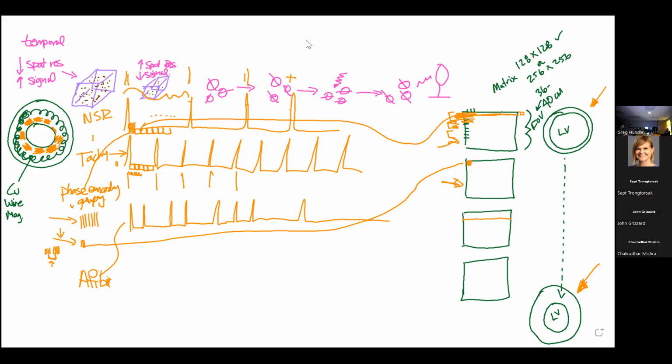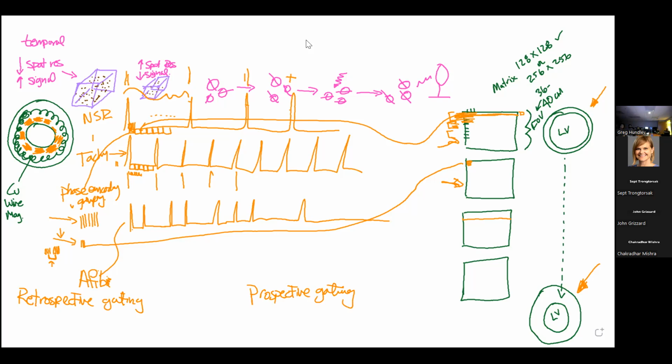What do we do? How are we going to deal with that? So one thing to be thinking about here, we're going to talk about retrospective gating, and we're going to talk about prospective gating. Most of the images that we collect today, particularly when the heart rate is regular, are with retrospective gating. Does anybody know what I'm referring to by that?